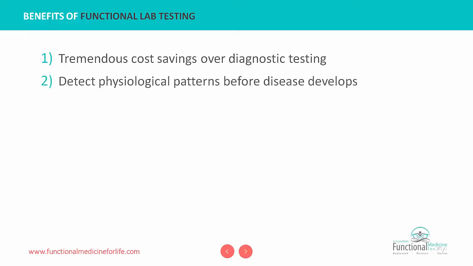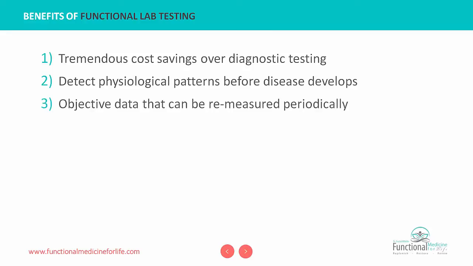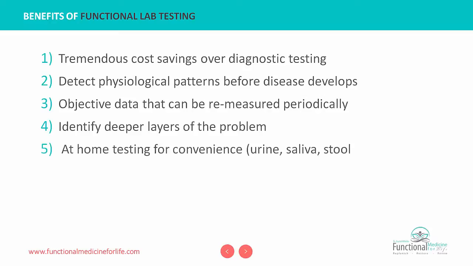Secondly, we can detect physiological patterns long before disease develops. Third, we have objective data that we can remeasure periodically. This allows us to measure if the treatment that's being applied and the lifestyle changes that the patient is making are actually working or not. Number 4, we can identify deeper layers of the problem. If we can identify biochemical imbalances or metabolic imbalances at the cellular level, this gives us great insight into the problem.